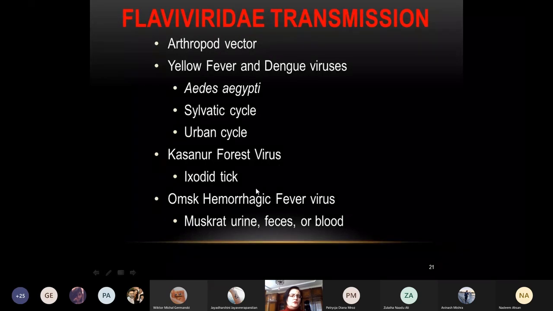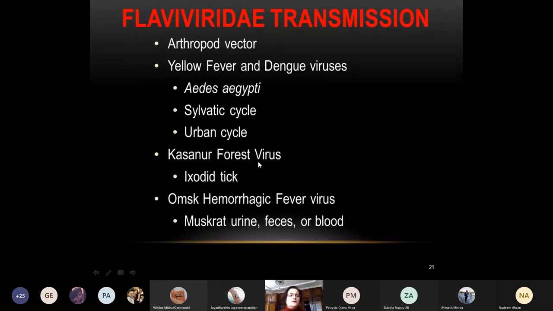Flaviviruses utilize arthropod vectors to transmit disease. Yellow fever is a zoonotic disease that is maintained in non-human primates. The virus is passed from primate to primate through the bite of the mosquito. This is known as the sylvatic cycle, from animal to animal by mosquito, from primate animals. Humans contract the disease when bitten by an infected mosquito, usually Aedes aegypti, and the disease can then be epidemically spread from human to human by these mosquitoes. This cycle is known as the urban cycle.